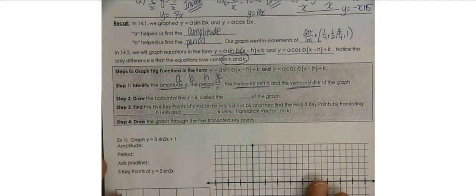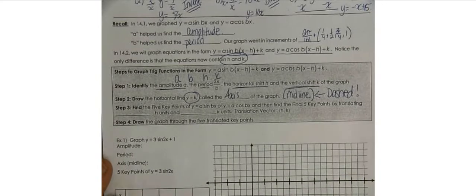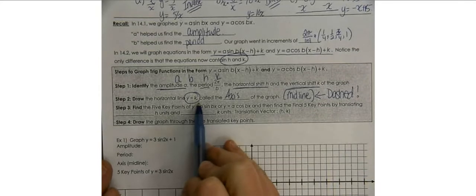Then what you're going to do is draw your horizontal line of y is equal to k, and that is called the axis of the graph. The axis of the graph is also known as your midline. This midline is going to be your dashed line. It's kind of like you're shifting up and down the x-axis. So that's what y equals k is going to be.